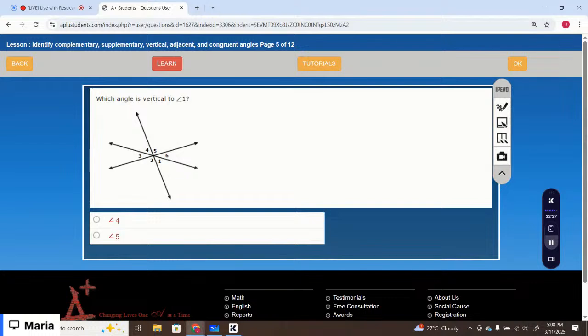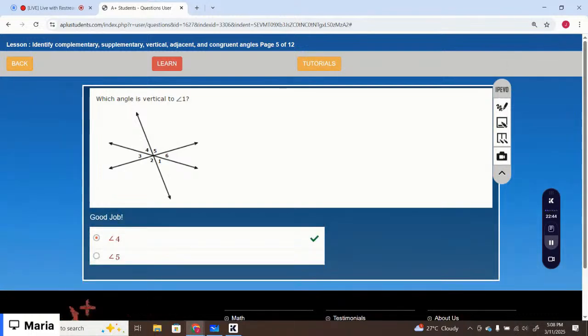Which angle is vertical to angle 1? Vertical angles are the angles that are formed on the opposite side of the two intersecting lines. So here is angle 1. So the vertical angle is angle 4. Option number 1 is the correct option.